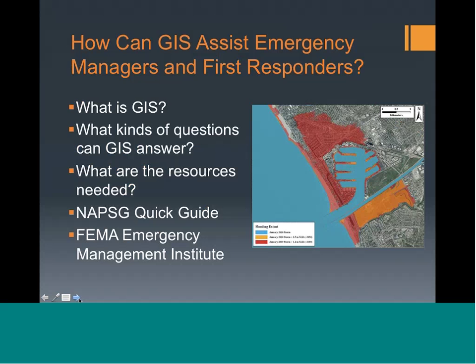One of the nice things that NAPSG put together a while ago was a quick guide for GIS implementation in an EOC, and that's available on the website too for a quick download. And if the emergency management people happen to be a little more tech savvy, you might refer them to FEMA's Emergency Management Institute online training for GIS. They don't have to spend a lot of time there, but it'll give them an idea of what's involved.